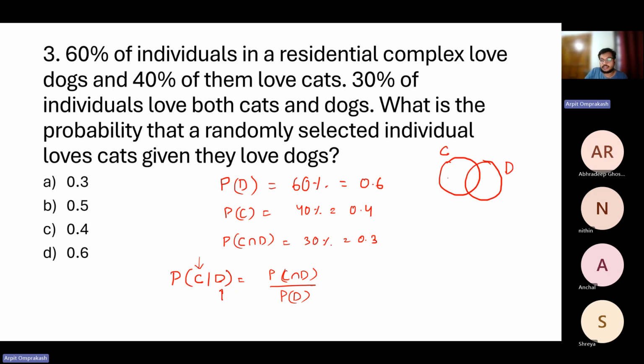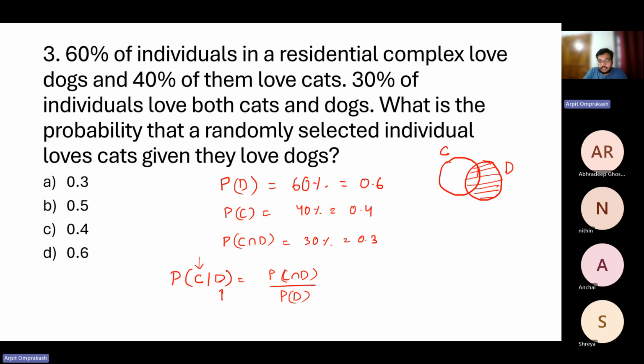So the people in C are the people who love cats, in D are the people who love dogs, and in the intersection area are the people who love both cats and dogs, right? What we are asked is, what is the probability that someone loves cats given that they love dogs? So we know that this event has already happened. We know that the person loves dogs. Now we want to know what is the probability that the person also loves cats.